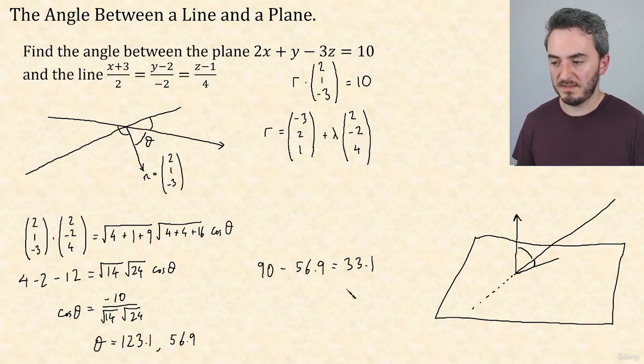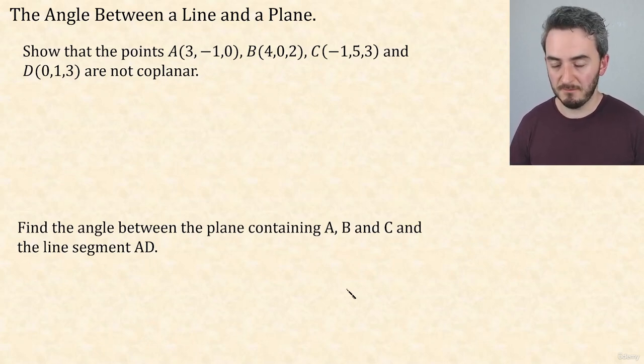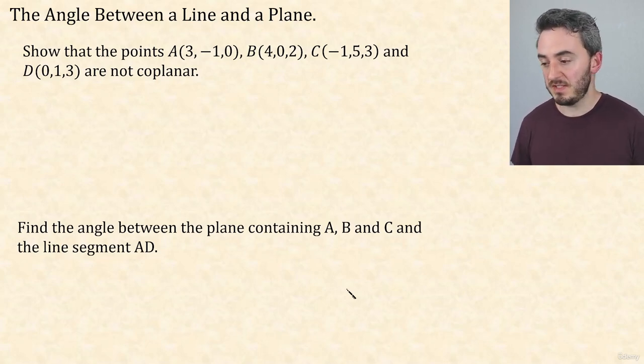Let's have a look at a fiddlier question. So show that the points A, B, C and D are not coplanar. That means they don't all lie on the same plane. We're then going to find the angle between the plane containing A, B and C and the line segment AD.